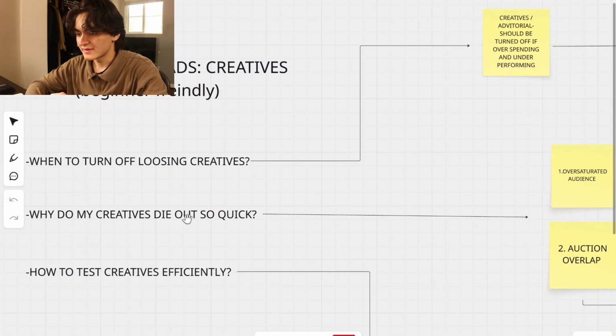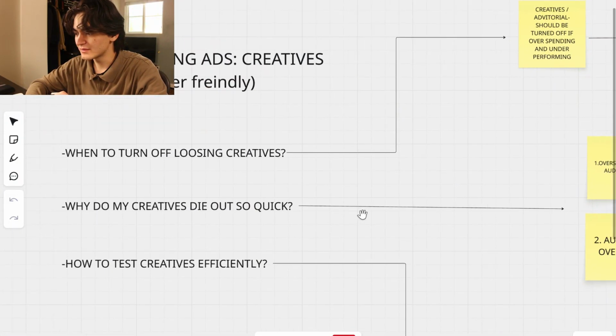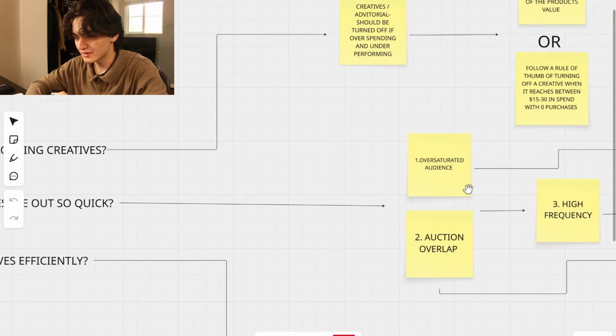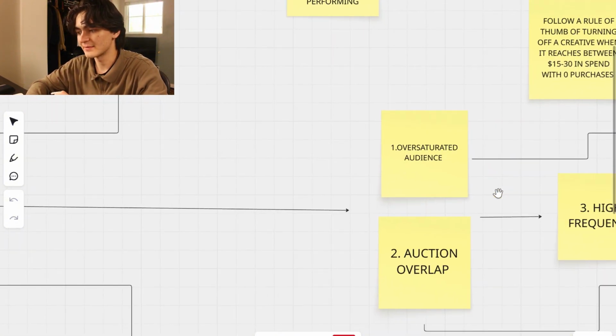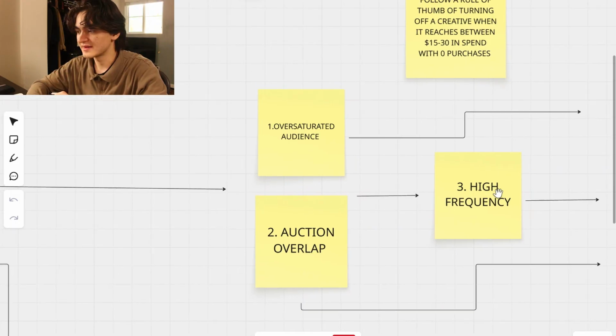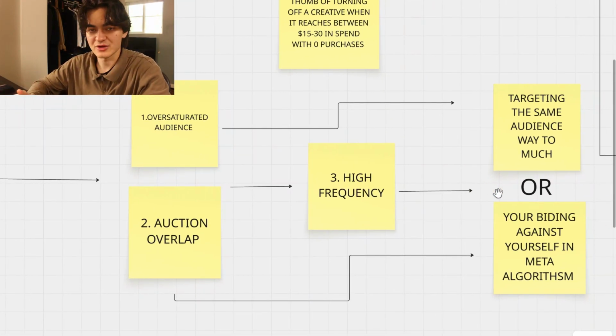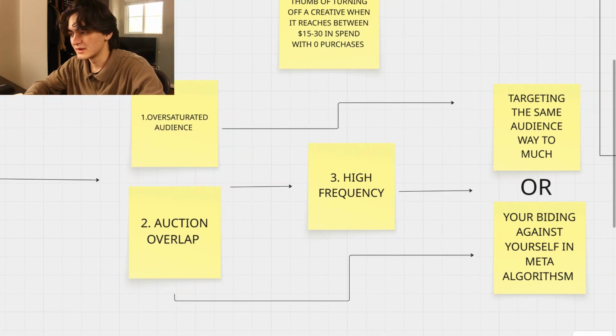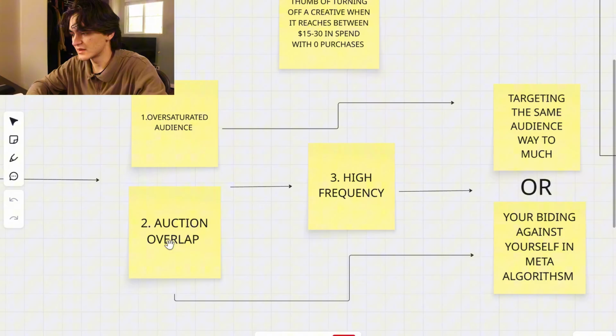Why do my creatives die out so quick? There's two main reasons, which is an oversaturated audience and auction overlap. Oversaturated audience basically means that you are oversaturating the audience which you are targeting. So too much targeting, they see it a bunch, now it's not performing because everyone's already seen it. Or auction overlap, which means that you are bidding against yourself in Meta's algorithm.